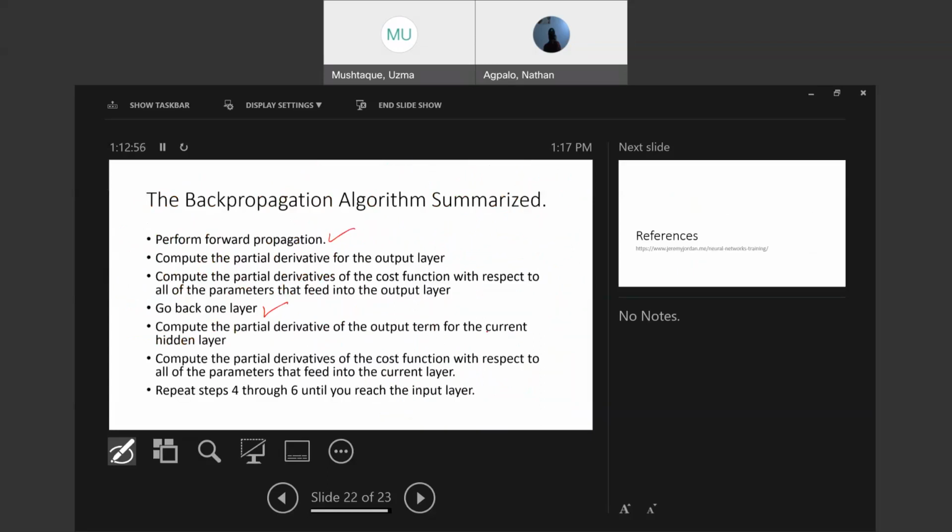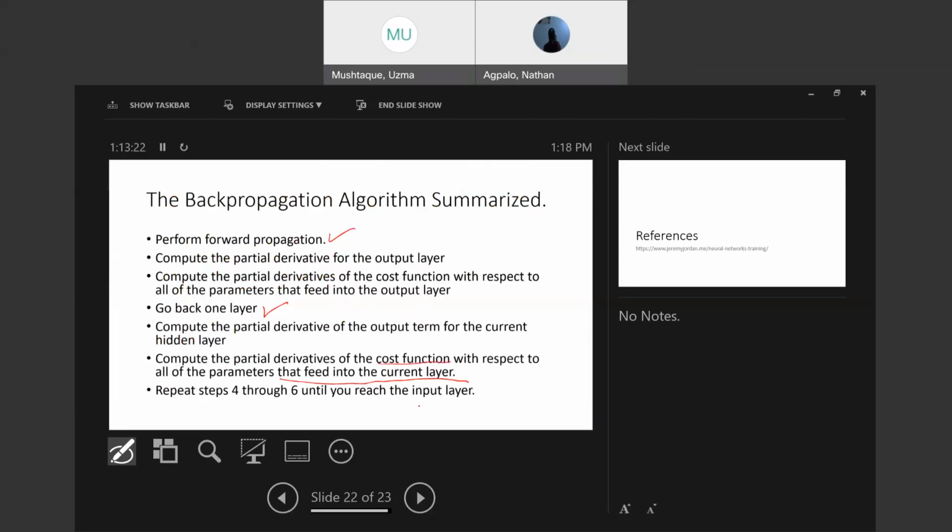So that's what this is talking about. Compute the partial derivative of the output for the current layer. Compute the partial derivative of the cost function with respect to all of the parameters that feed into the current layer. We saw what the parameters are: z, a, w, b. And then keep repeating the steps. How many times we repeat, what layers we need, and other things are subject to discussion, but this is at a high level how a neural network works.